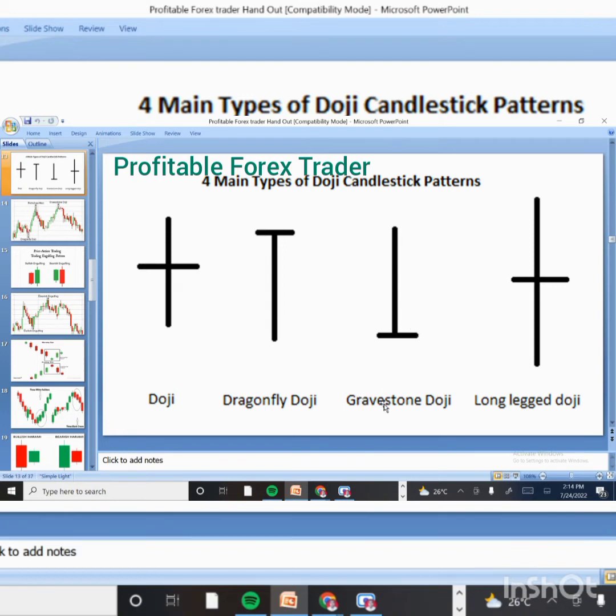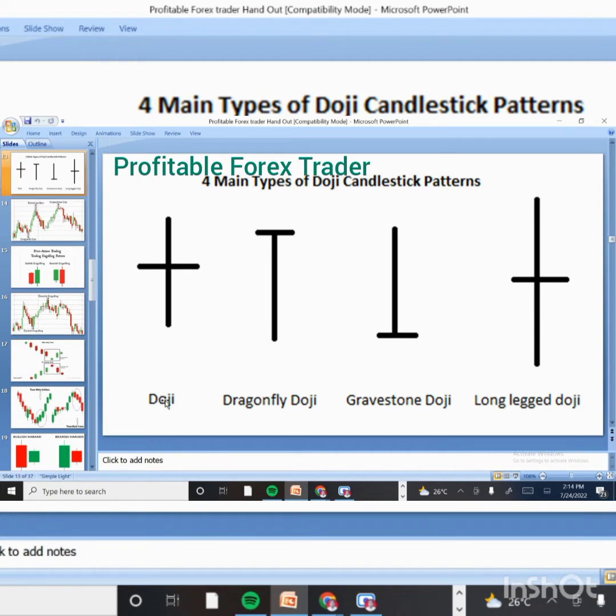All right, same thing with the gravestone doji. It opened at this price, the bulls or the buyers pushed the price up, it came back down to where it opened and closed at the same price at which it opened. The same narrative, the same scenario here. The price opened here, came down a little, went back up again, came down, and then it closed at the same point. Now, for a doji candlestick, the opening price and the closing price are the same.